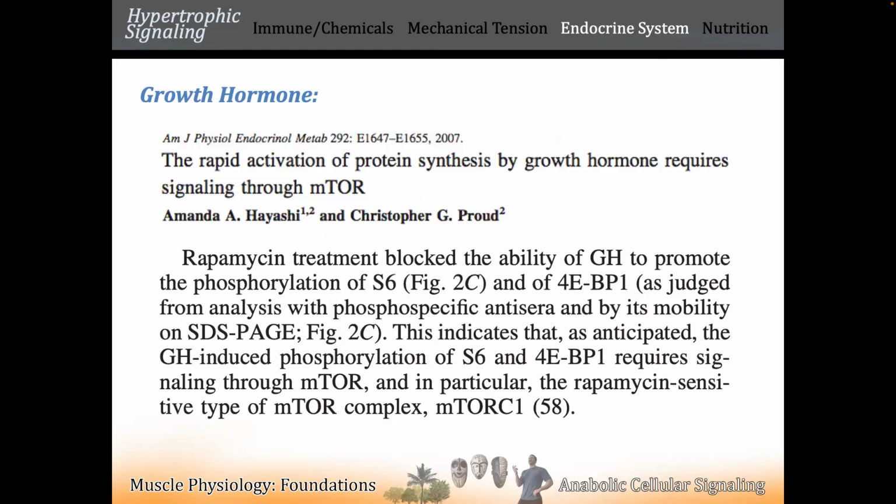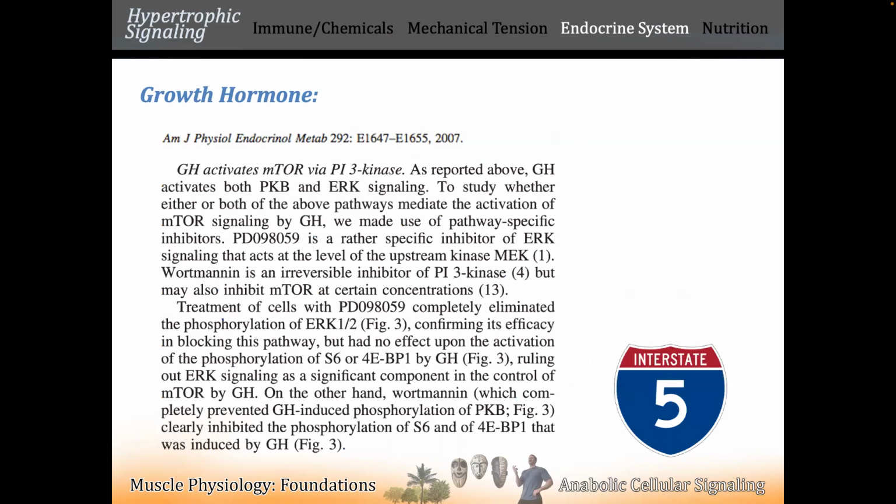And so, if you follow the signaling pathways, what you ultimately see getting phosphorylated is P70S6K and 4-EBP1, those downstream targets of mTOR. And you can completely knock out growth hormone's anabolic effects with either wortmannin or rapamycin. Now, remember, wortmannin blocks PI3K, and rapamycin obviously blocks mTOR, mammalian target of rapamycin. So that means this is a PI3K, PKB, mTOR growth pathway that growth hormone is going through.